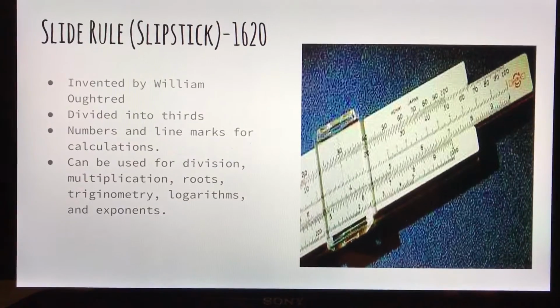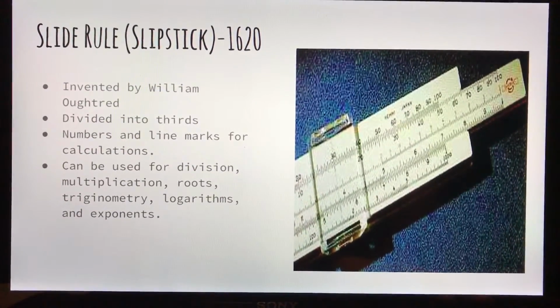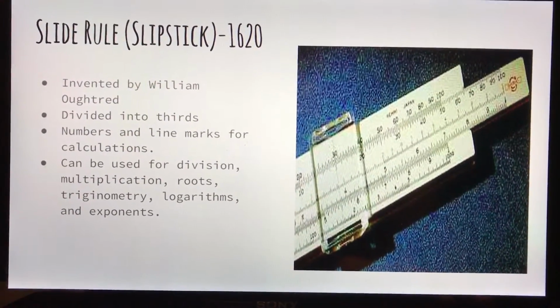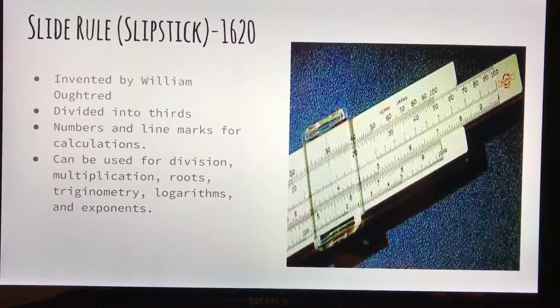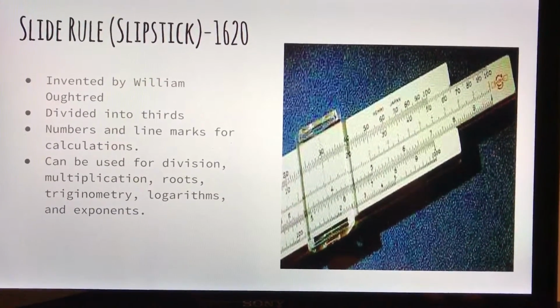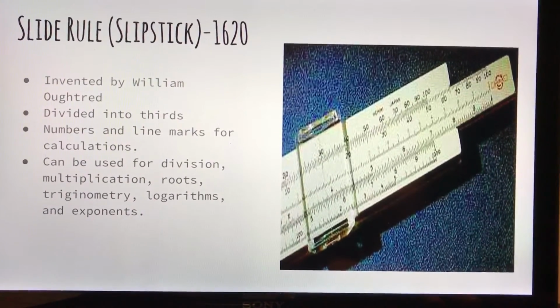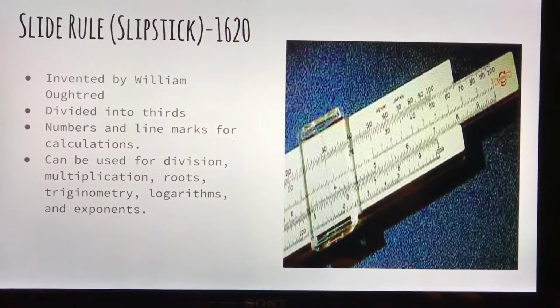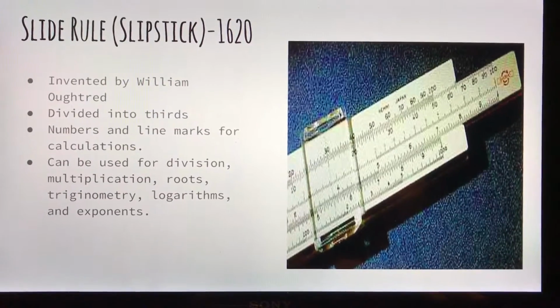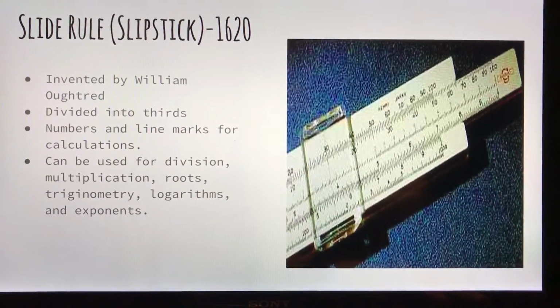After Napier's bones, the slide rule, also known as the slipstick in America, was invented. It was invented in 1620 by William Oughtred, and it was divided into thirds. It had numbers and line marks for calculations. It could be used for division, multiplication, roots, trigonometry, logarithms, and exponents.